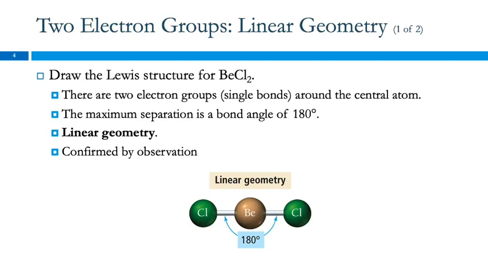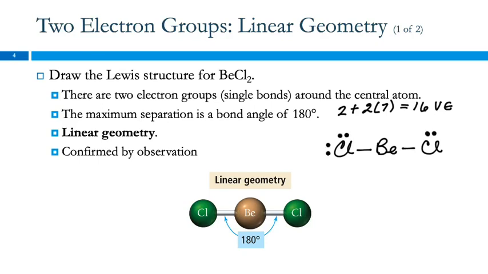So let's draw the Lewis structure for beryllium chloride. So we'll put beryllium in the middle and put a chlorine on each side. And then we have to count up the number of valence electrons. How many valence electrons does beryllium have? 2. I'll do that right here. 2, and then there's 2 chlorines, and they each have 7. So that's 16 valence electrons. So we already have 4 for the bonds. 6, 8, 10, 12, 14, 16.